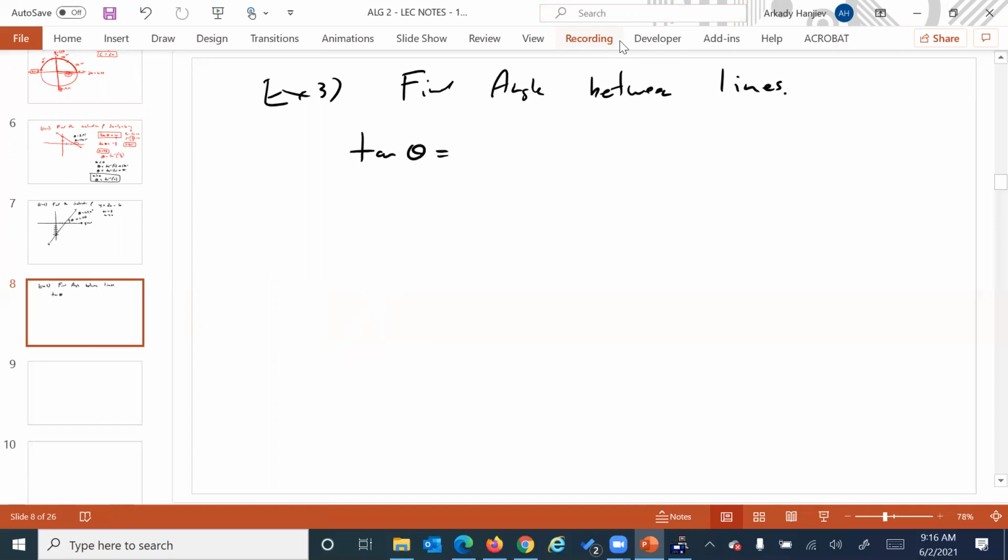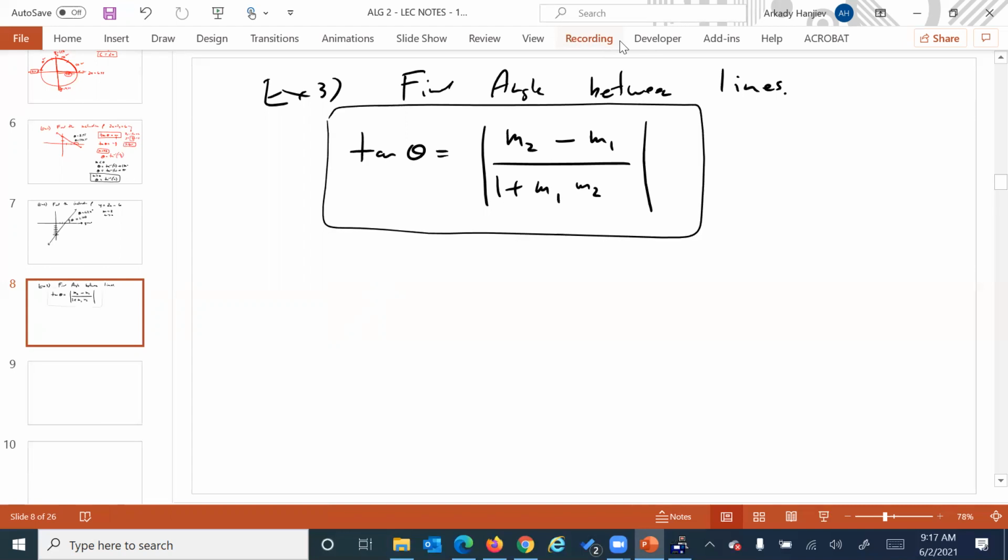It's tangent theta equals the absolute value of slope 2 minus slope 1 divided by 1 plus slope 1 times slope 2. Now, it doesn't really matter where it is here. Here's our little formula. M2 minus M1 on top, then it's 1 plus M1 times M2. Is that absolute value? And the absolute value on top of that, yeah, because you can't have a negative. Whenever you say the angle between lines, unless they're hitting at exactly 90 degrees, the angle between them is going to be smaller.